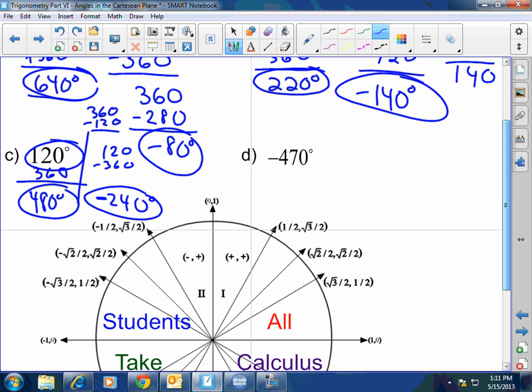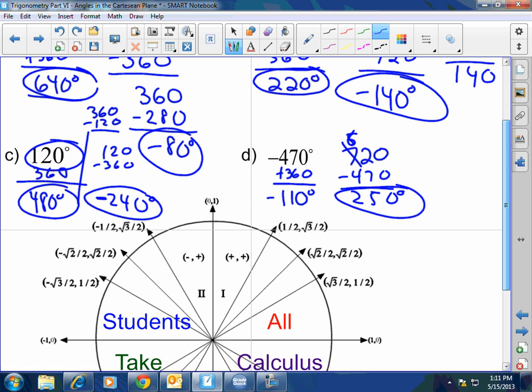What's a positive and a negative there? Add 360 to get the negative. Very good. So that's going to be negative 110. And then I would add 720 to the negative 470. And that's going to be 250. Positive. So 250, negative 110, and negative 470 all end at the same spot. They all have the same value.